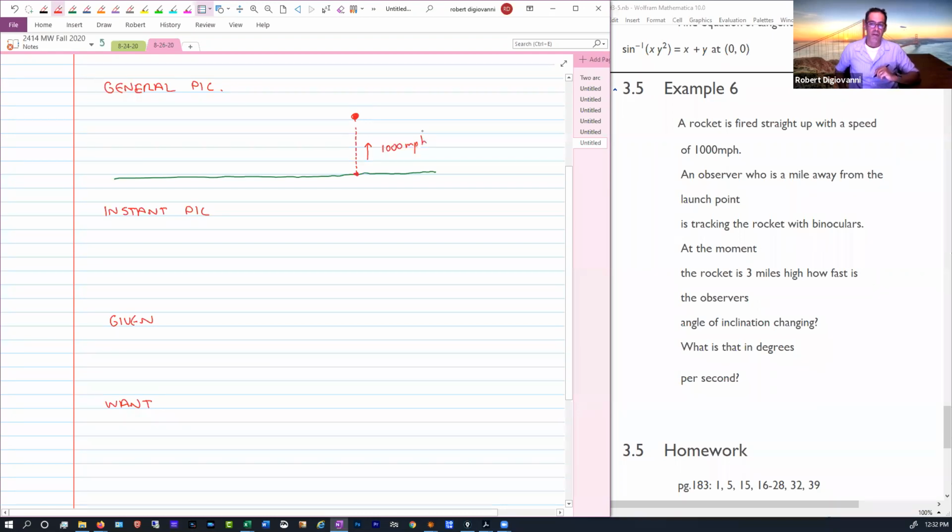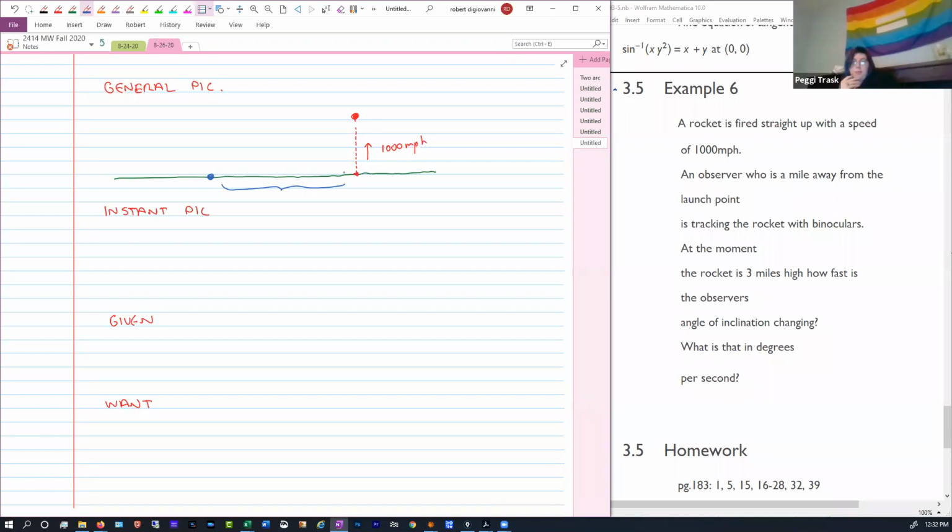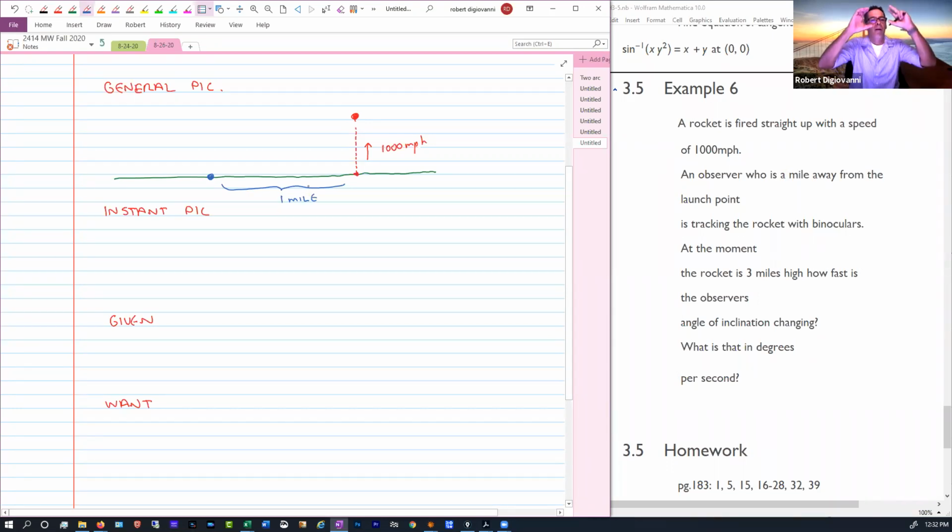And then I have an observer on the ground, and they are watching that rocket. How far away is that observer? A mile. It says right here, a mile. So it's 1 mile here. They're watching that rocket with binoculars, and I'm going to imagine their sight is locked onto the rocket. That creates an angle of inclination here that I'm going to call theta. I'm not going to fix theta because theta is changing, isn't it? Theta is changing as the rocket moves up. I think that's a pretty good picture right now.